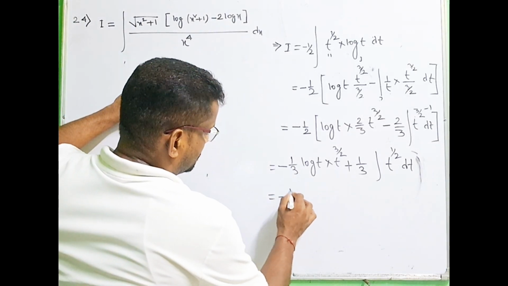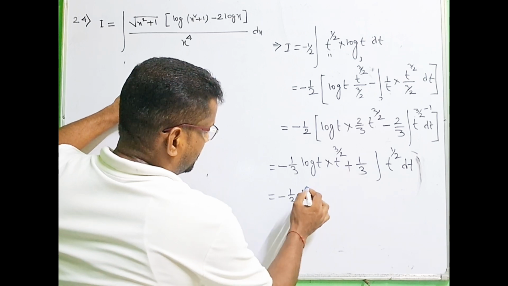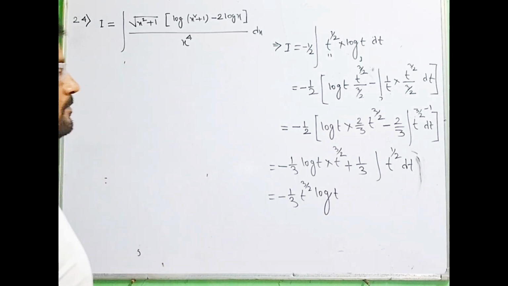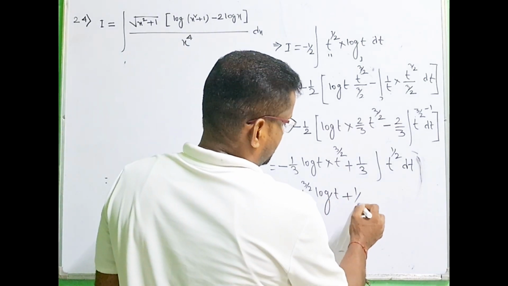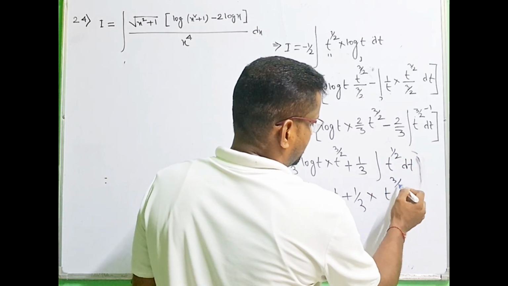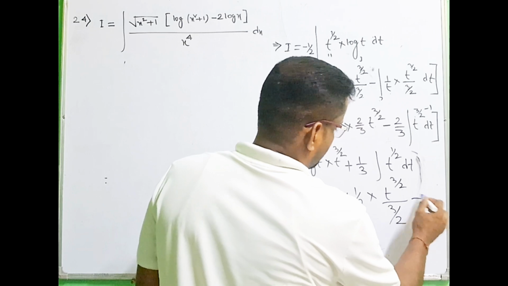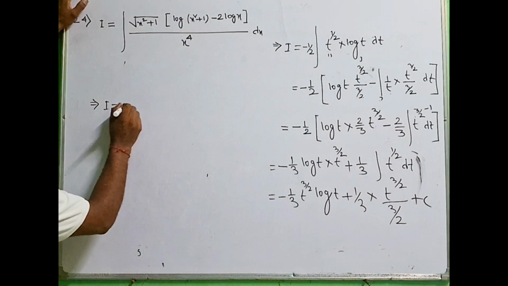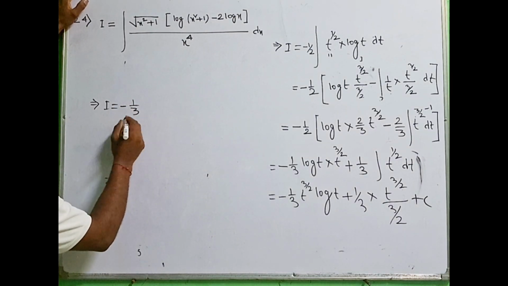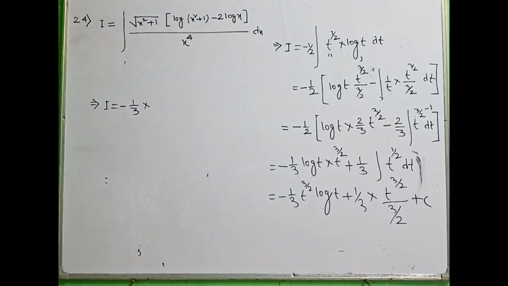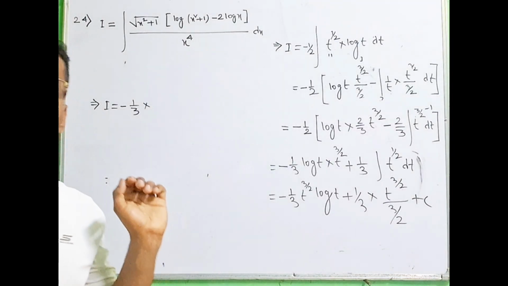So here it is minus 1/3, let me write this t to the power 3 by 2 log of t plus 1 by 3 into t to the power half means t to the power half plus 1, that will be 3 by 2 divided by 3 by 2. Now we can give plus c, constant of integration. So finally you see I equals minus 1/3 into t to the power 3 by 2. And what was your t? T assumed as what? Check it.